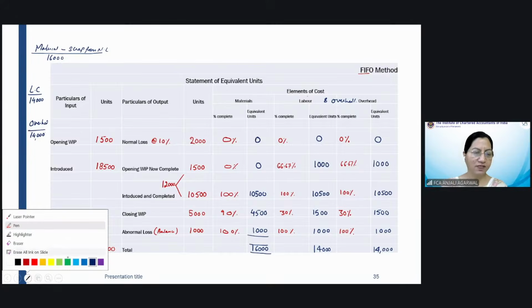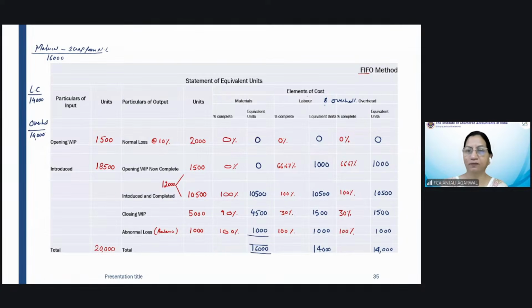There are very few changes we are going to make if it is weighted average. You can write it down, take a screenshot of this. And then what are the 3-4 changes which you will make if it had been a weighted average? In this first statement of equivalent units, there are only 1 or 2 changes. Number 1, you will write here weighted average.